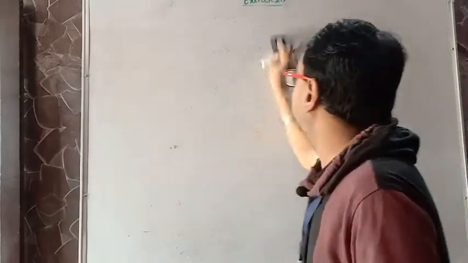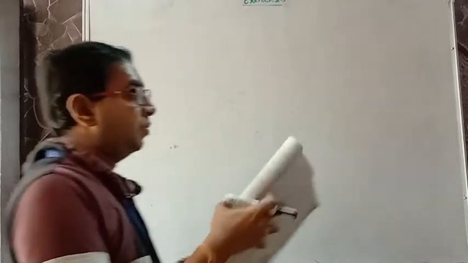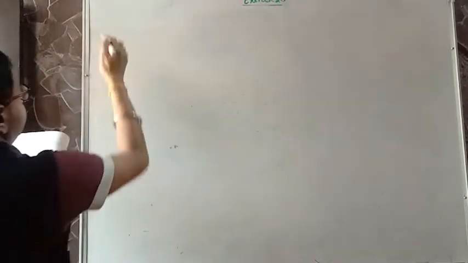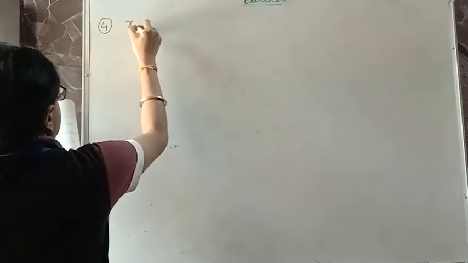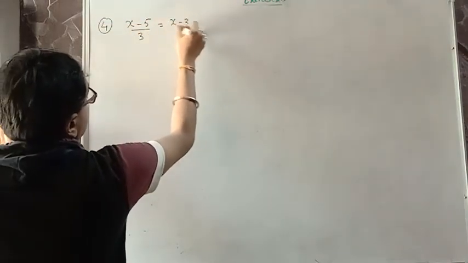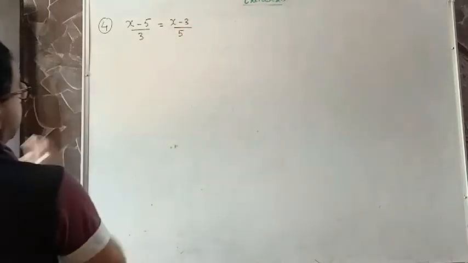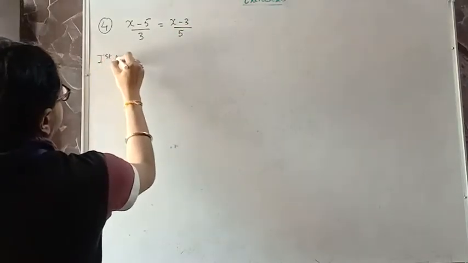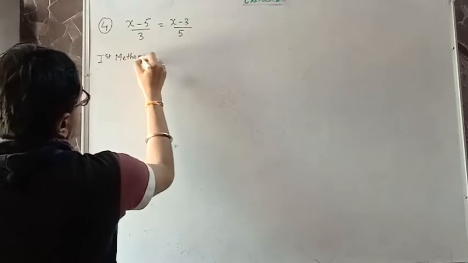Immediately we'll take question number 4. Question number 4. There are two methods of doing question number 4. (x minus 5)/3 is equal to (x minus 3)/5. So there are two methods. First method I am going to take by LCM method. First method is LCM method.